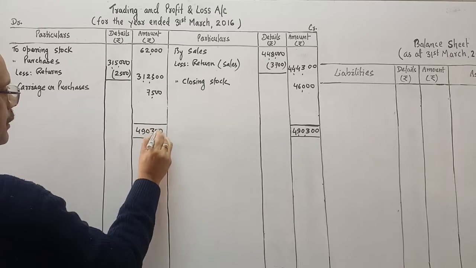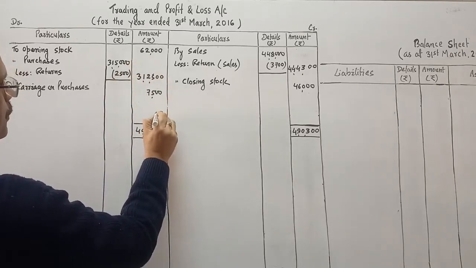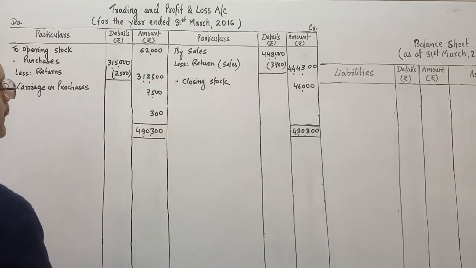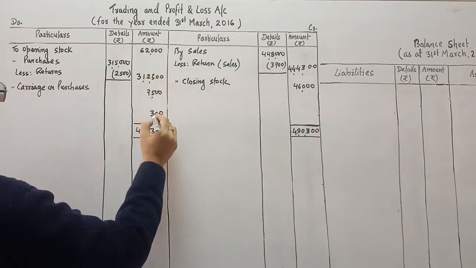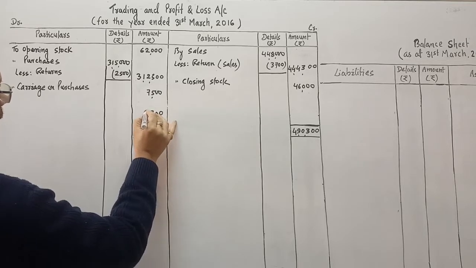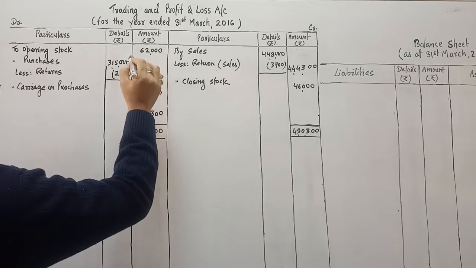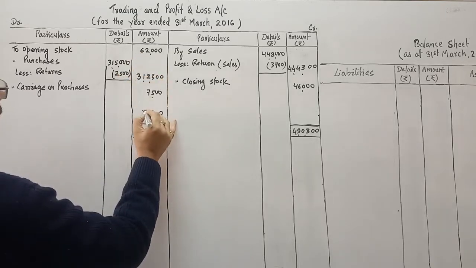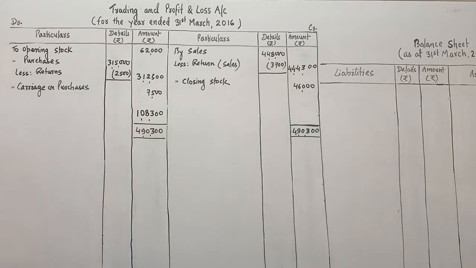4,90,300 is the total. Now we will find out the difference. 0, 0, 5 and 5, 10, 3, 1 carry. 3 to 5, 5 and 7, 12, 12 and 8, 22, carry 2. 2 or 8, 9, 6 or 2, 8. 9, 0, 1. 1,08,300.